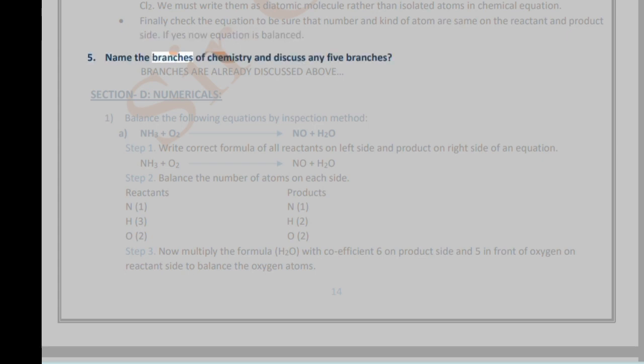5. Name the branches of chemistry and discuss any 5 branches. Branches are already discussed above.